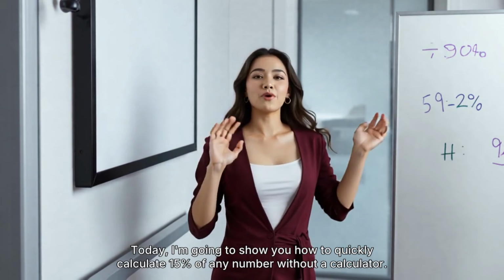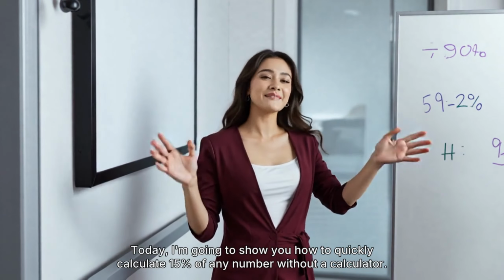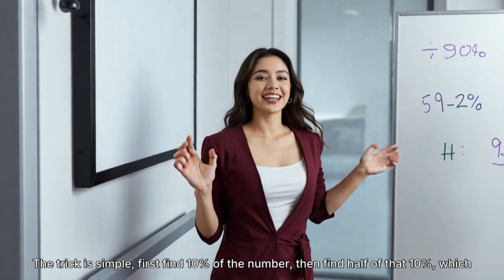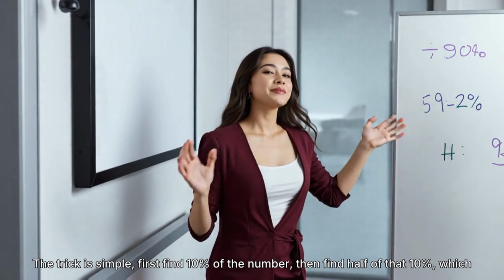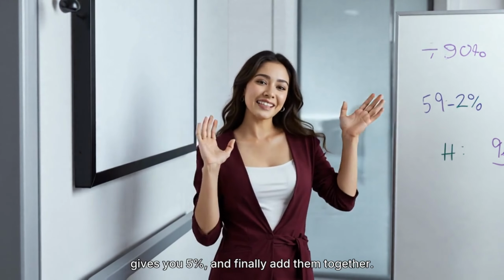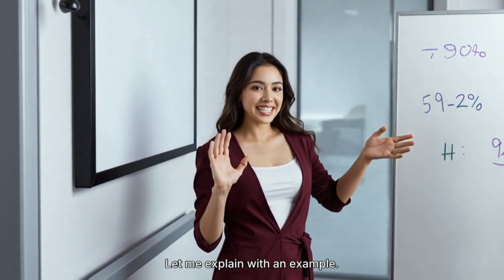Today, I'm going to show you how to quickly calculate 15% of any number without a calculator. The trick is simple. First, find 10% of the number. Then find half of that 10%, which gives you 5%. And finally, add them together. Let me explain with an example.